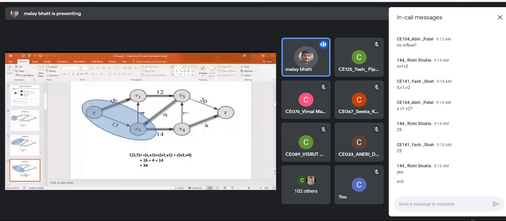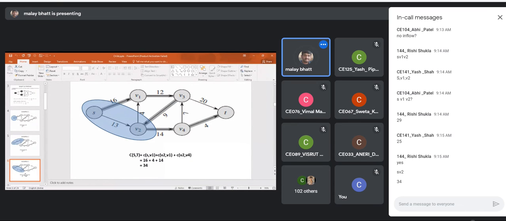So outflow from this. We have three outgoing edges: S to V1, which is 16, then V2 to V1, which is 4, and V2 to V4, that is 14. So we'll get a value of 34. You can see that if you cut the graph at different points, you will get different capacities, right?